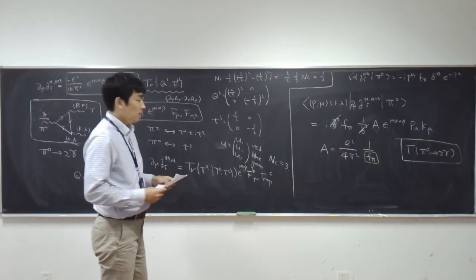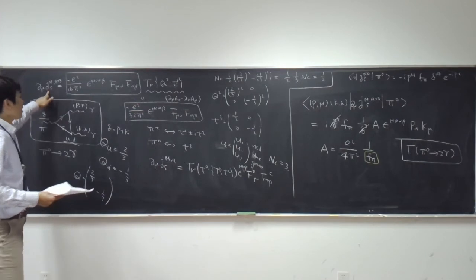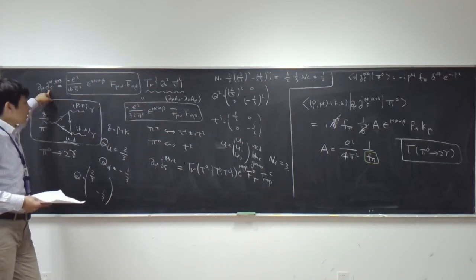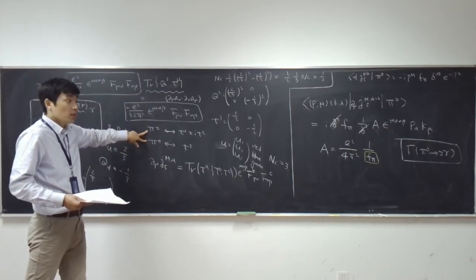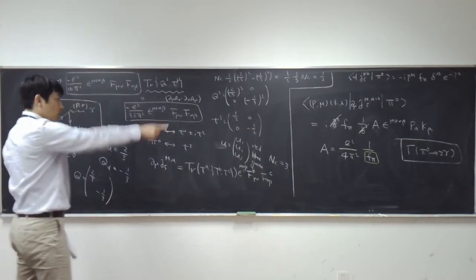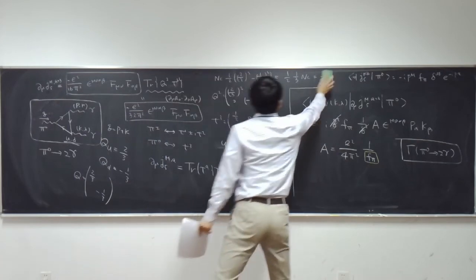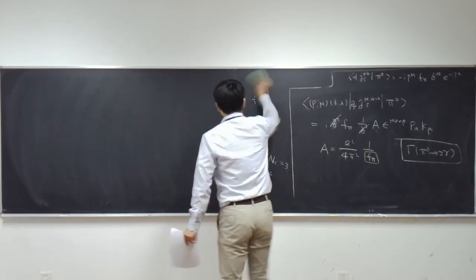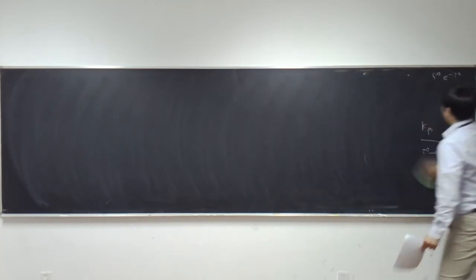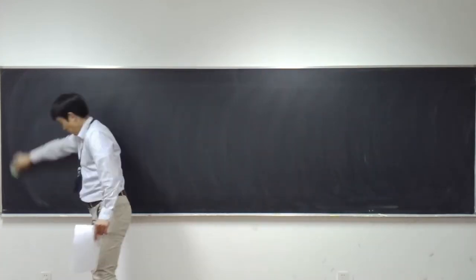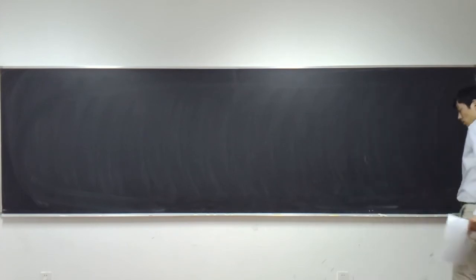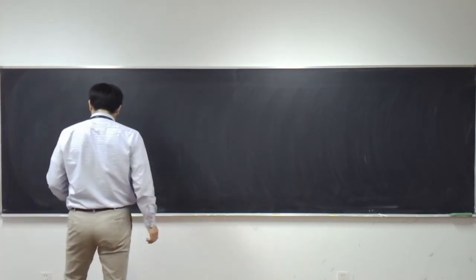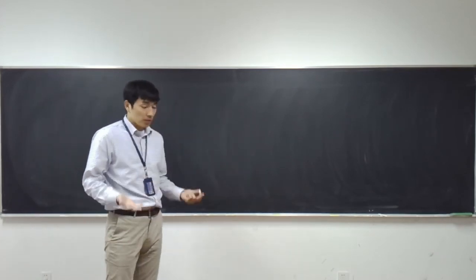The anomaly is related to the pi 0 to 2 gamma. So the anomaly current, if you apply this anomaly current to this chiral symmetry breaking case, then you can compute the decay rate of pi 0 to 2 gamma. Okay. So these are the symmetry breaking for global symmetry.